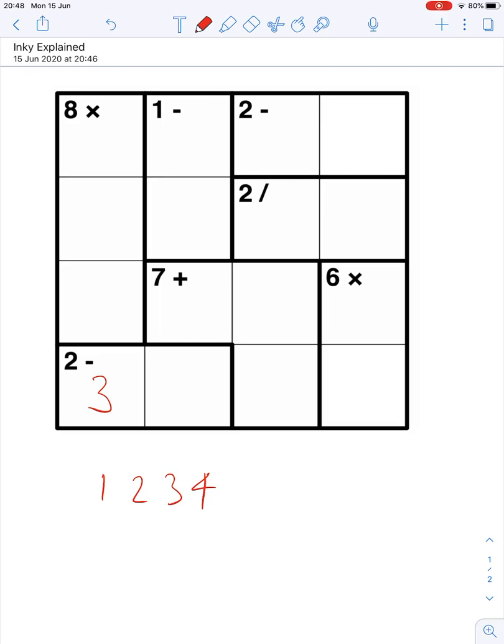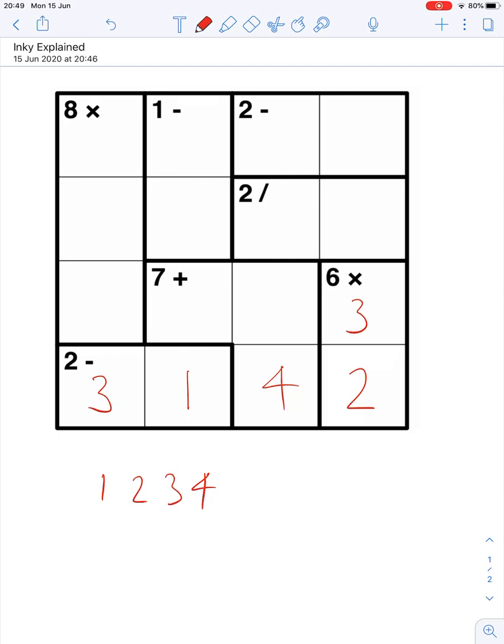Then you've got the 2 with a minus sign, which means that the difference between the two numbers is 2. The only possibility there is 1. The next place I might look is across the bottom row. So I've got a 3 and a 1. I know there's going to be a 2 and a 4 in some order in that bottom row. I don't think I can use the 4 to multiply to make 6, but I can definitely use the 2. So it must go that way around, and 6, as we know, is 2 times 3.